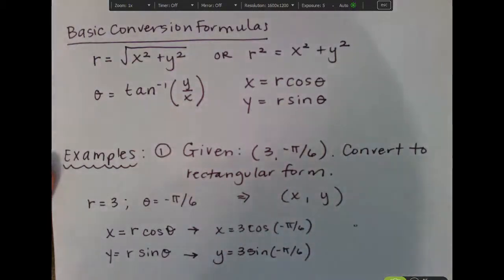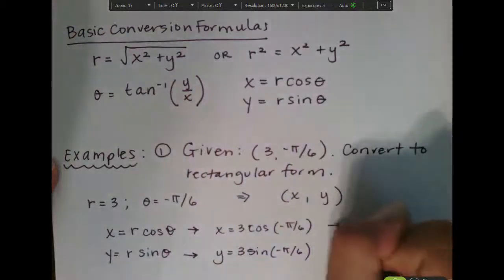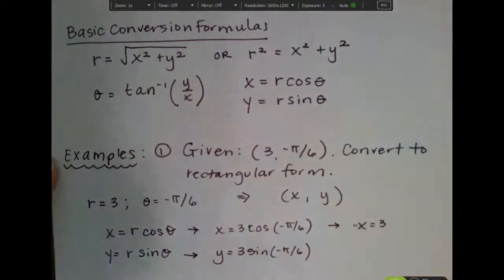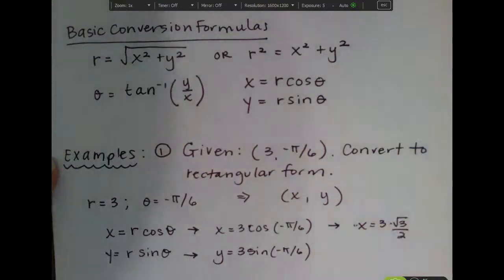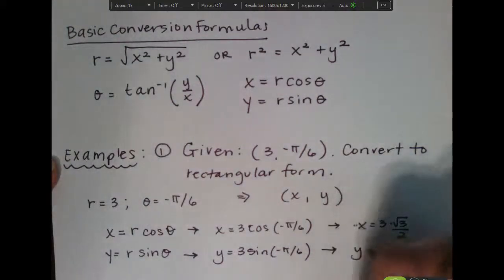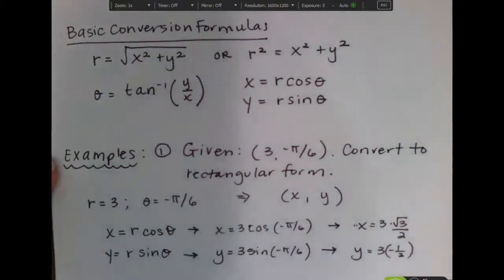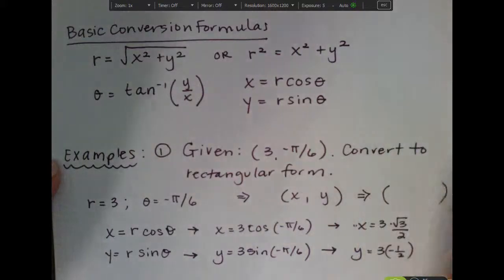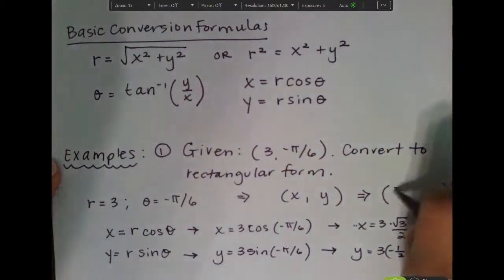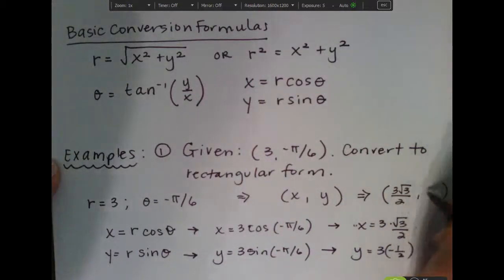Now you have to reference your unit circle knowledge to figure out what the cosine and sine values are of negative pi over 6. We should get that x equals 3 times the square root of 3 over 2, because that is the cosine of negative pi over 6. And then y equals 3 times negative 1/2, because that's the sine of negative pi over 6. So if I finish this off, my rectangular coordinate that would correspond to this polar coordinate would be 3 root 3 over 2, negative 1/2.